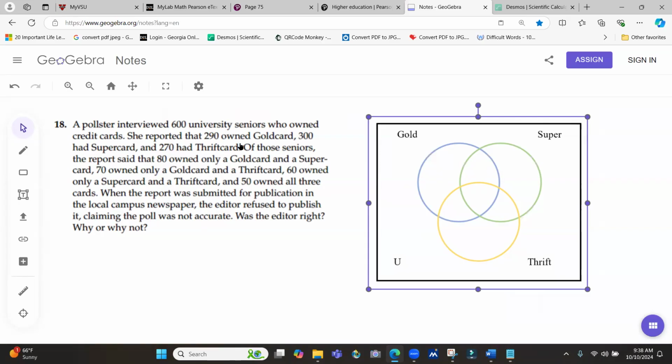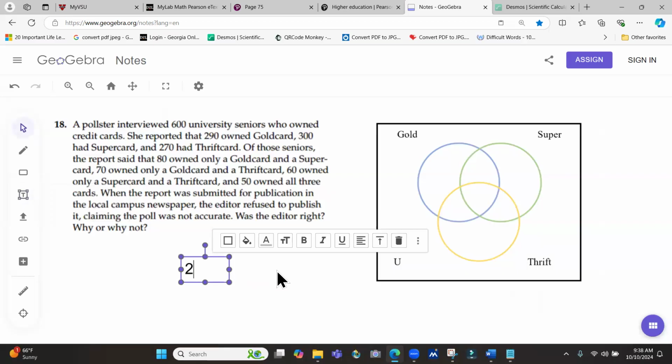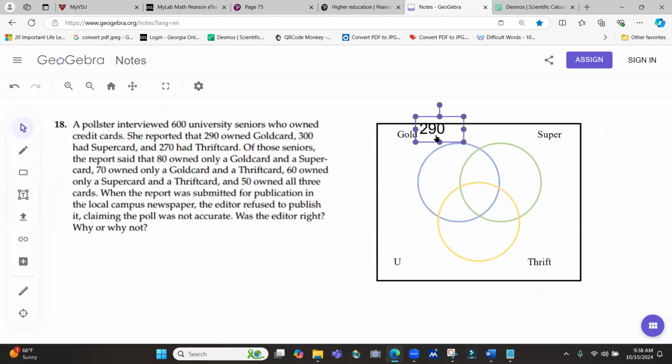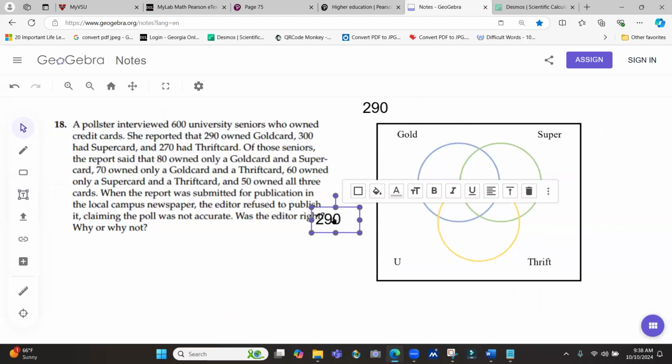She reported 290 on gold card. Okay, 290 should be the sum of the blue circle. Okay, you can say 290 on only gold card. You can't say that. That's not what they're saying. Some of the people who own gold cards may have owned super card and thrift card. Okay, so I'm gonna leave it outside. 290 on gold card, I'm gonna save it outside, somewhere here. And this is not a part of the Venn diagram.